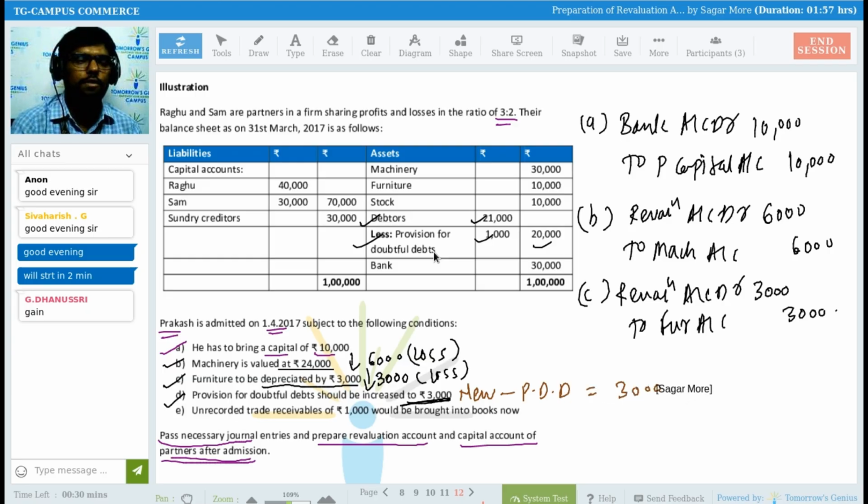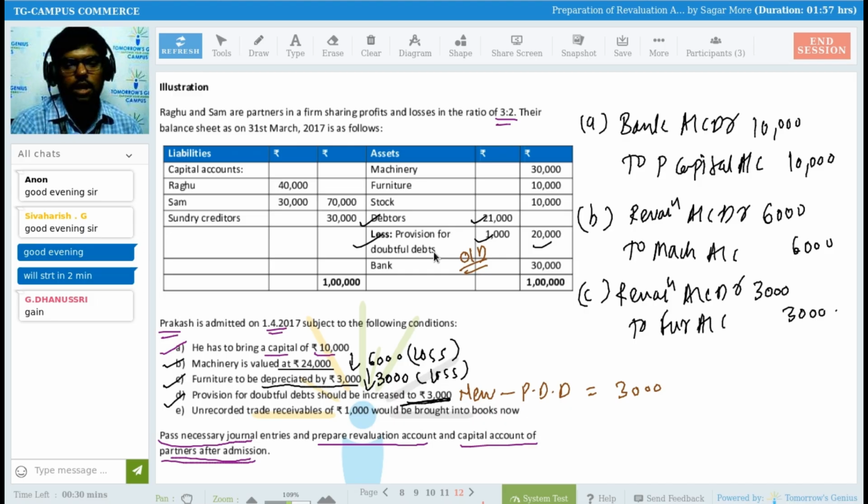And what was the old value of provision for doubtful debt? The old value was 1,000. So indirectly they are saying to you that you have to subtract 2,000 rupees more from debtors. Yes or no?